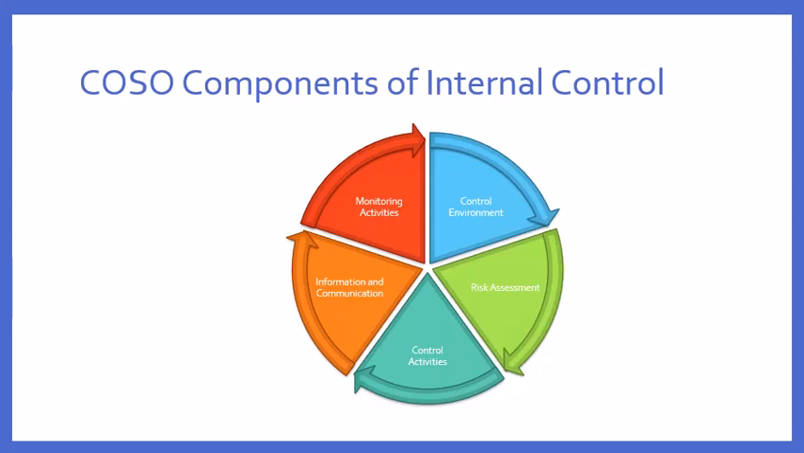Information and communication focuses on how data and information are generated, used, and distributed throughout the organization and outside of the organization. And last but certainly not least, we have monitoring. In order for controls to be effective, it is critical that management monitors them on an ongoing basis. If the controls are not working, then management must make changes.